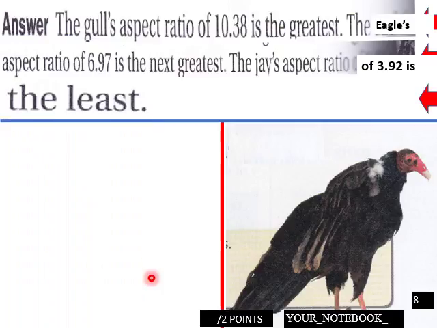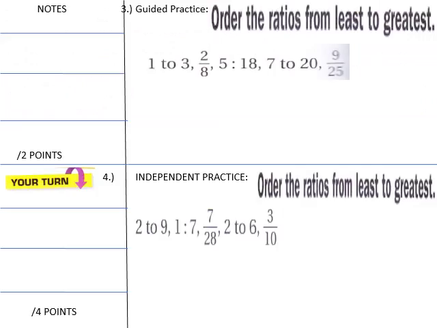So what conclusion do we draw from that? Just like I said, the jay is not a migratory bird. That's why the ratio is so low. You get into bird physiology in this class.